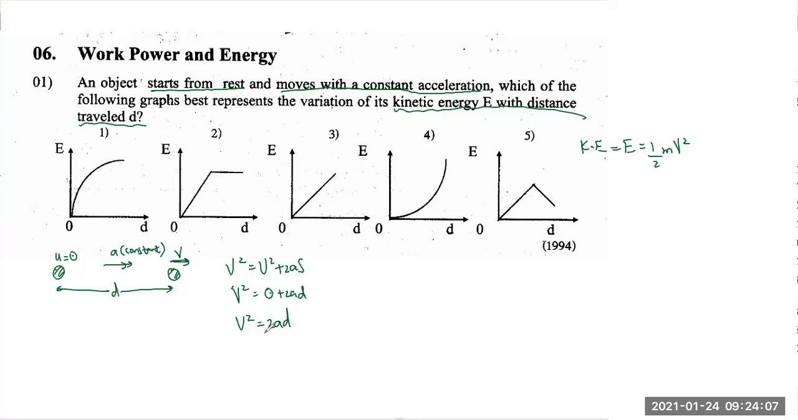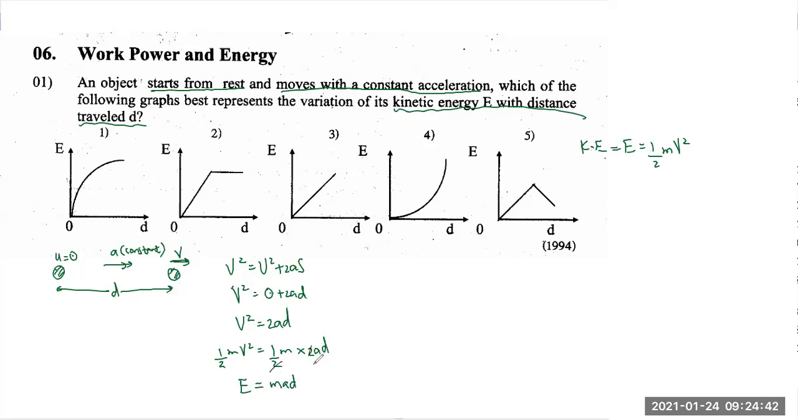And we are supposed to plot the graph for kinetic energy and distance. Now I have a relationship for v squared, 2ad. On either side I will multiply by half m. Therefore, on the left side I will get half mv squared, and on the right side it is half m into 2ad. Half mv squared, we know, is E. This 2 and this 2 will cancel off. Therefore, we finally end up with mad as the equation on the right side.